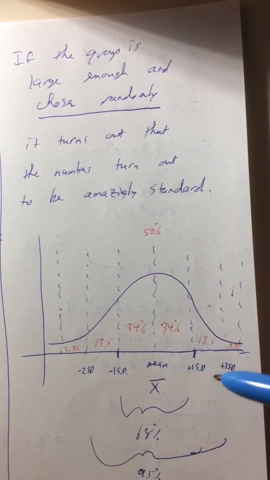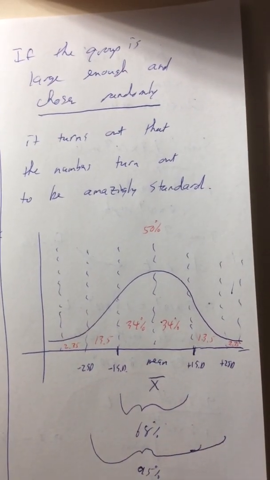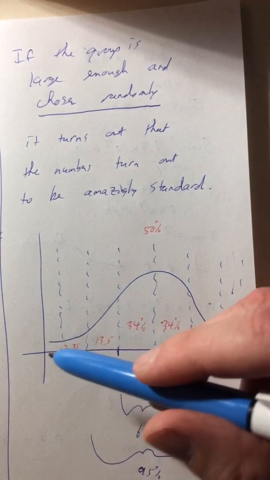And so we got 5'4", 5'6", 5'8". What percentage of girls are above 5'8" but below 5'10"? 2.35%. And then above 5'10" is going to be some very, very small number over here. And the same thing goes down here.